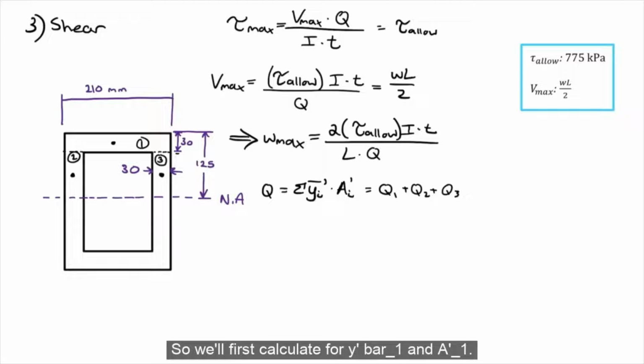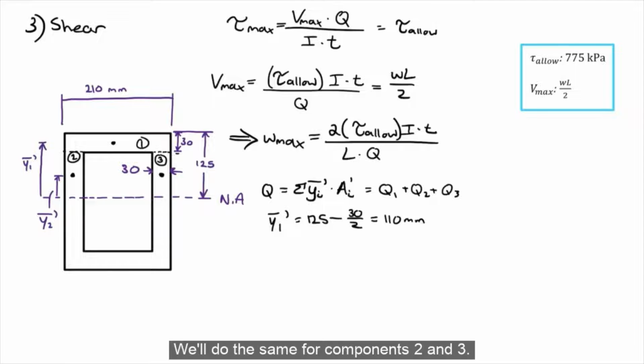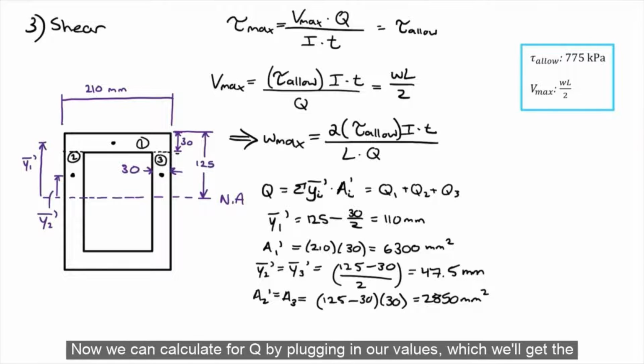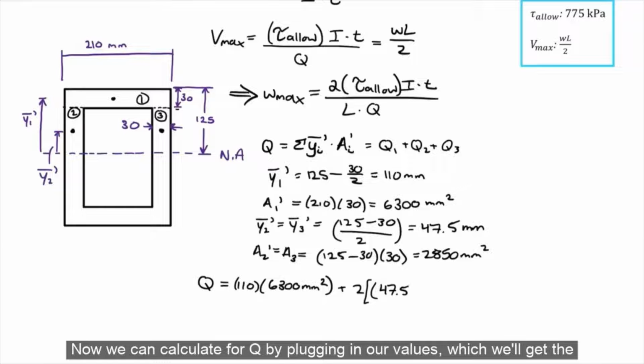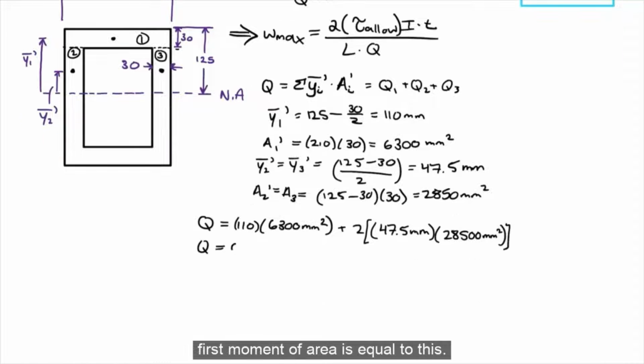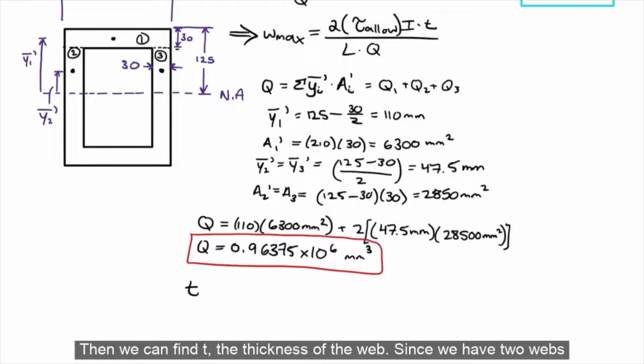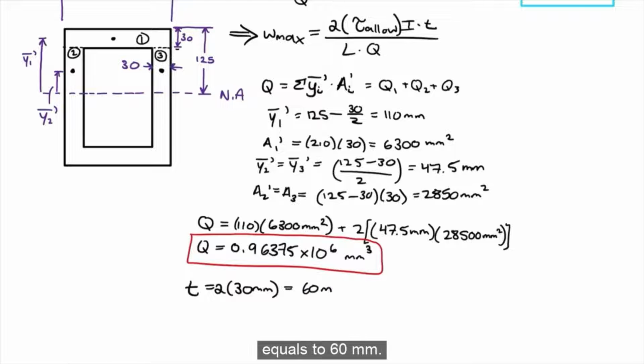So we'll first calculate y prime bar 1 and A prime 1. We'll do the same for components 2 and 3. Note that components 2 and 3 have the same y prime bar and A prime. Now we can calculate Q by plugging in our values, which gives the first moment of area equal to this. Then we can find T, the thickness of the web. Since we have 2 webs with the same thickness, we'll multiply 30 millimeters by 2, and we'll end up with T equals 60 millimeters.